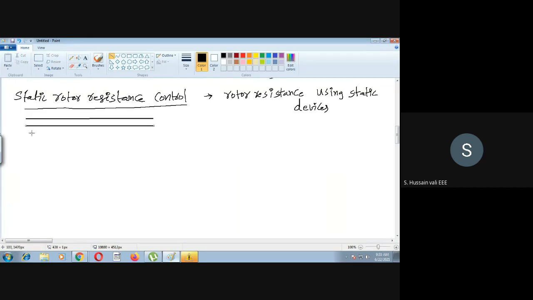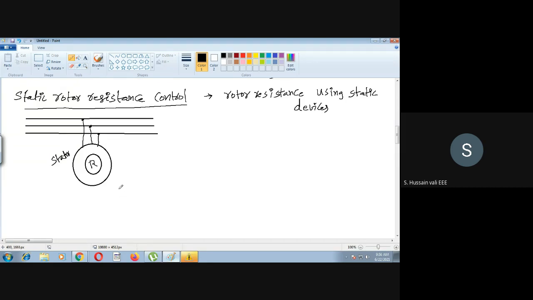I draw this here directly. This is the three-phase AC supply which will go to the stator. I hope you know this is the stator, whereas this is the rotor. So the three phases you connect to the stator, then the rotor has another circuit that I am going to draw now.